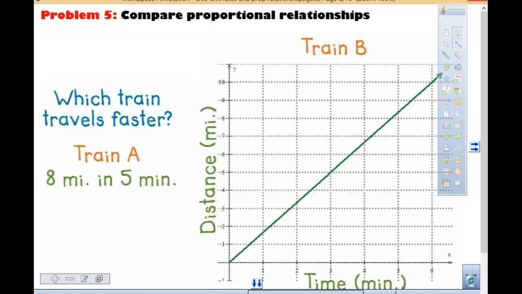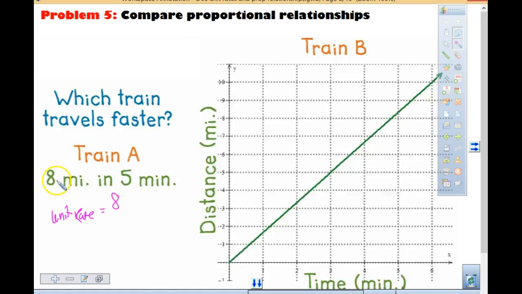Compare proportional relationships. Which train travels faster? Train A or train B? What we need to find is their unit rate. So as you look at train A, what is our unit rate going to be? Our rate, so let's put unit rate and start us off, Rowan. We're going to do what? Wait. Are we doing A or B?